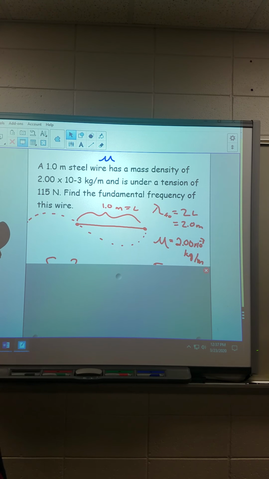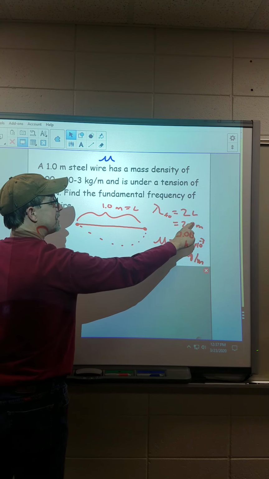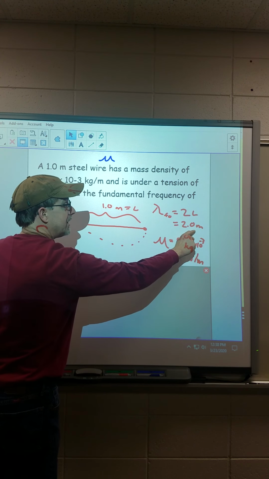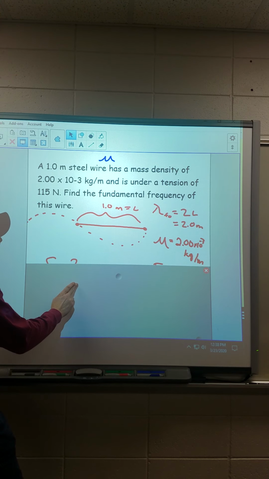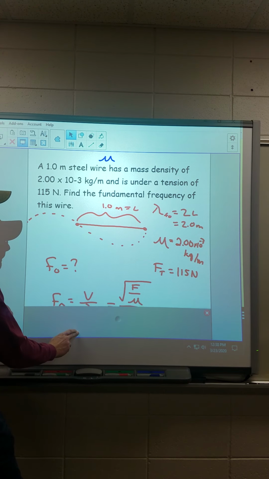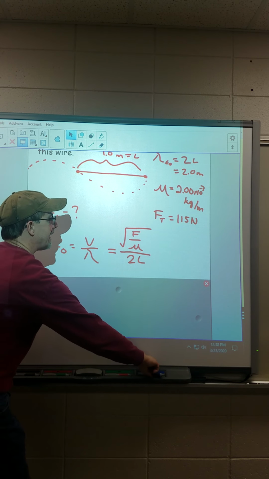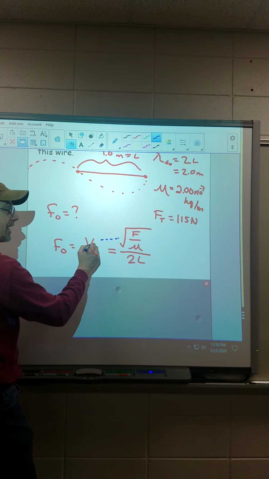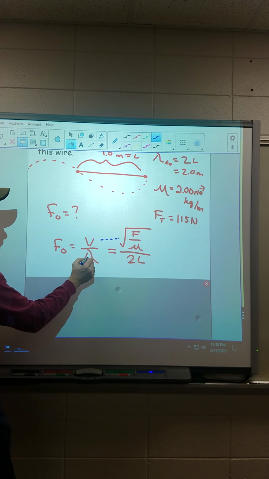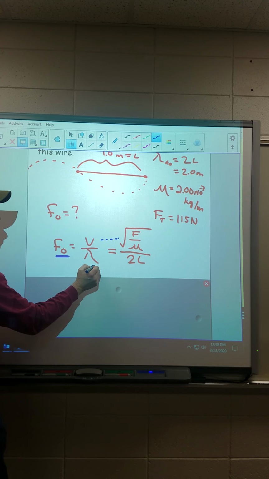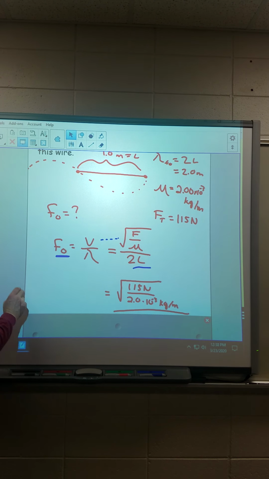So here are some things that this problem is giving you. The length between these two nodes is 1 meter. I know that my fundamental wavelength is 2L, so my fundamental wavelength is going to be 2 meters. My mu is 2.00 times 10 to the negative third kilograms per meter. And so what is my fundamental harmonic going to be on this string? If you recall earlier, we had this equation for my velocity, that the velocity of a wave on a string is going to equal the square root of the force of tension divided by my mu. I know that for my fundamental frequency, I'm going to take my wavelength of that fundamental frequency, and that's going to be 2L. So now let's start crunching in the numbers.